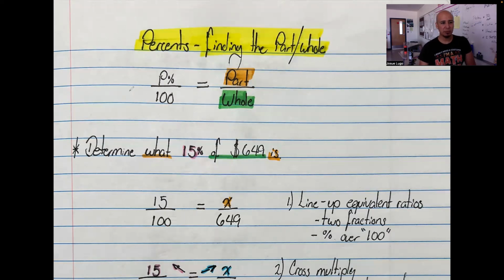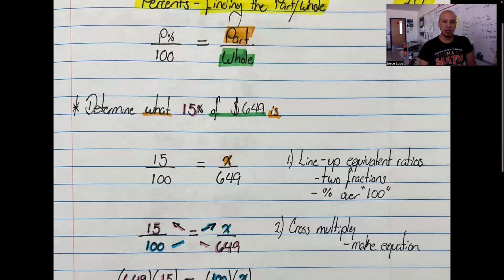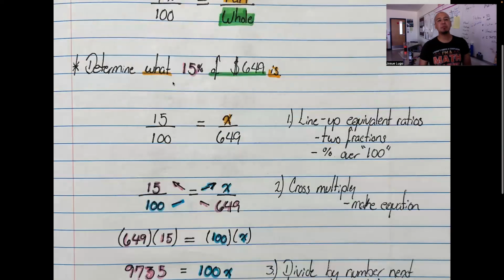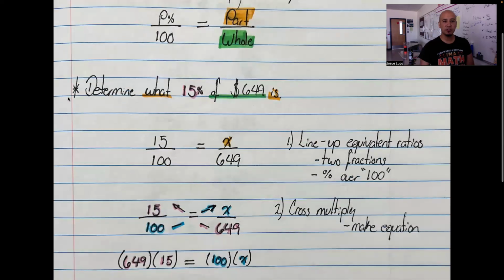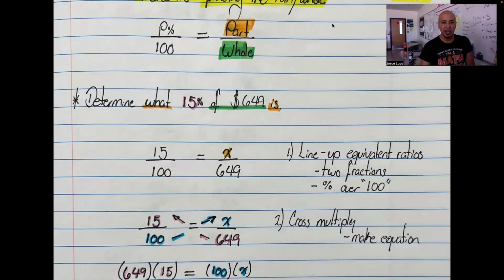Let us begin with an example. So right here it says, determine what 15% of 649 is. And notice how I did color code this to kind of help us sort out some of this information, ladies and gentlemen. But remember that we do want to have this same template. Okay, percent over 100, part over whole.